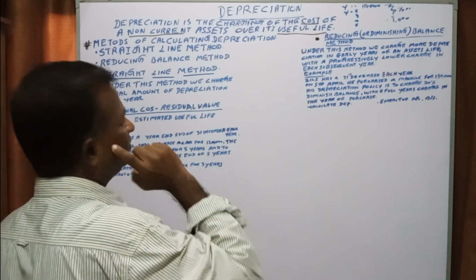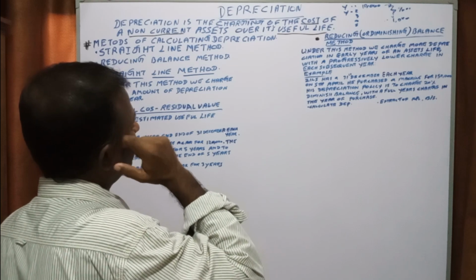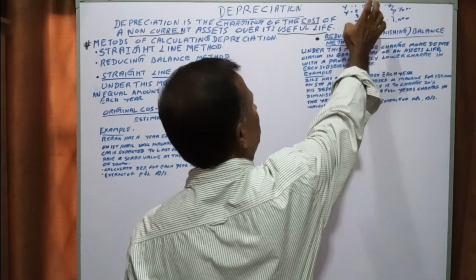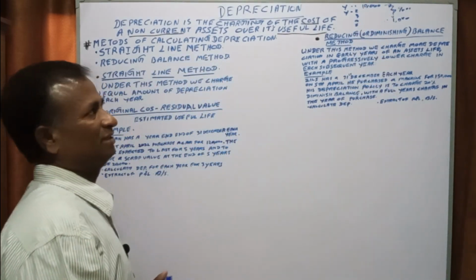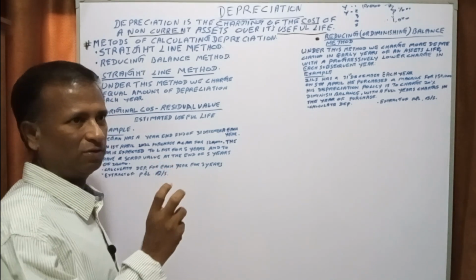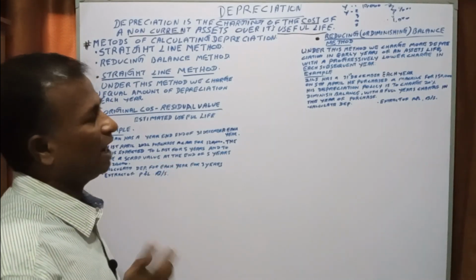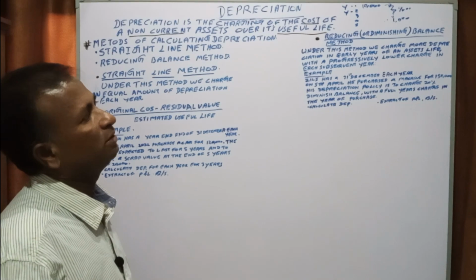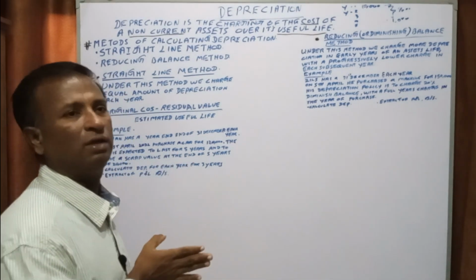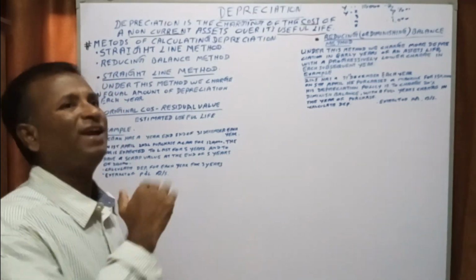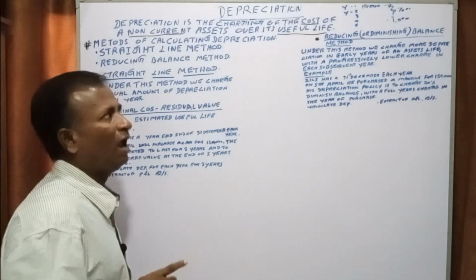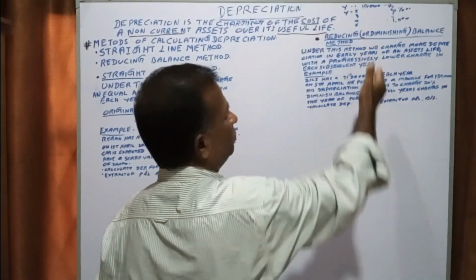So we had to divide 9,000 by 5 years, and that is the amount you have to charge each year. In the straight line method, the amount chargeable to the profit and loss account or to the asset will be an equal amount. There won't be a difference. It won't vary year to year, right? It will have the same amount of depreciation.